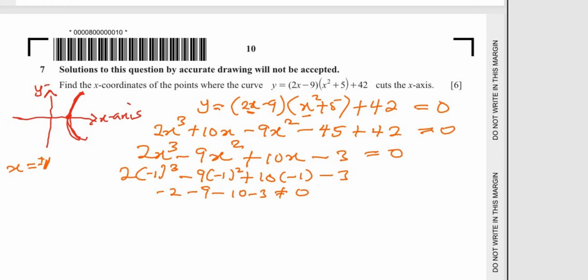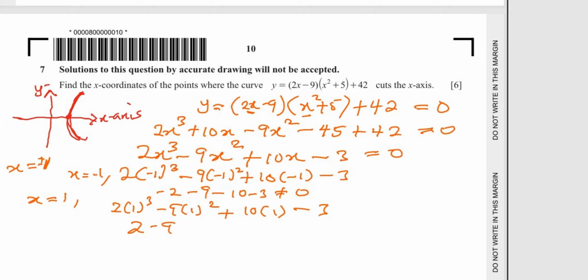So let's test for x equals 1. We've tested for x equals minus 1 here, so we want to test for x equals 1 in this same equation. 2 into 1 raised to the power of 3, minus 9 into 1 squared, plus 10 into 1, minus 3. Can it give us 0? Let's see. This one gives me 2. This one gives me minus 9, plus 10, minus 3.